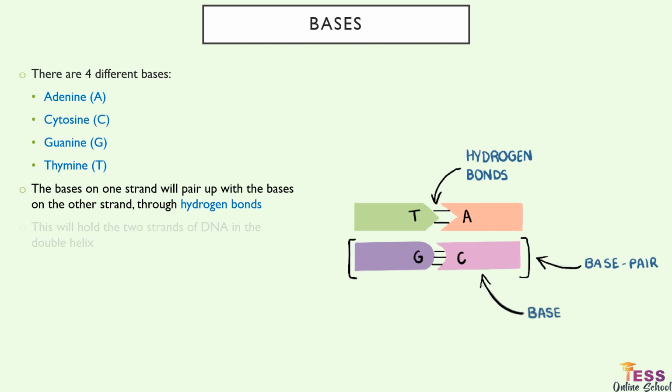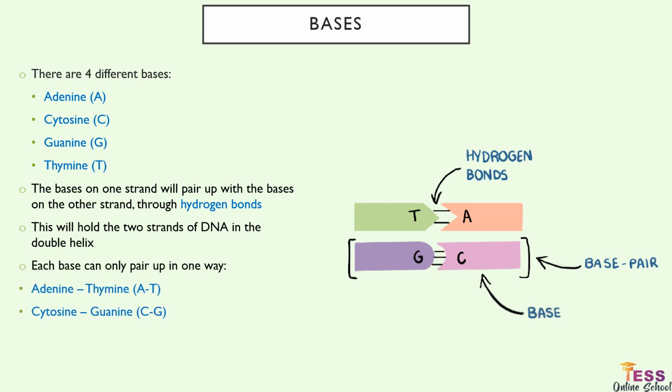The hydrogen bonding allows the strands of DNA to be joined together to form the DNA double helix. Only A can bind to T and only C can bind to G. This is called complementary base pairing, which is crucial to remember. Just 2 bases joined together is called a base pair.